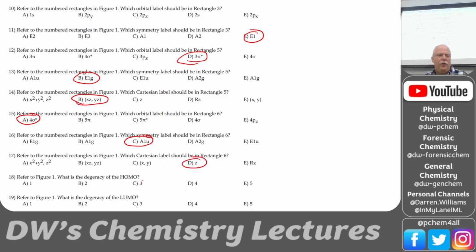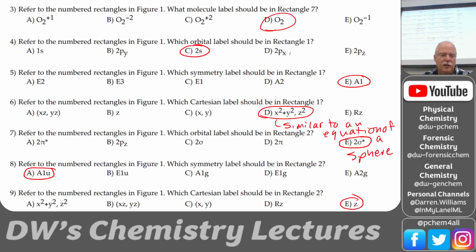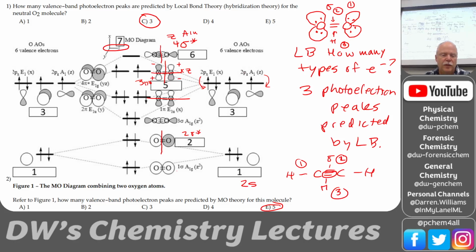Okay. First of all, we need to identify the HOMO and LUMO, and then we need to determine their degeneracy. So we can come up here and look. So where's the highest occupied molecular orbital? Yeah, really 3 and 4, the pi stars. So it's the pi star setup here. That's the highest occupied molecular orbital, and this is the lowest unoccupied molecular orbital.